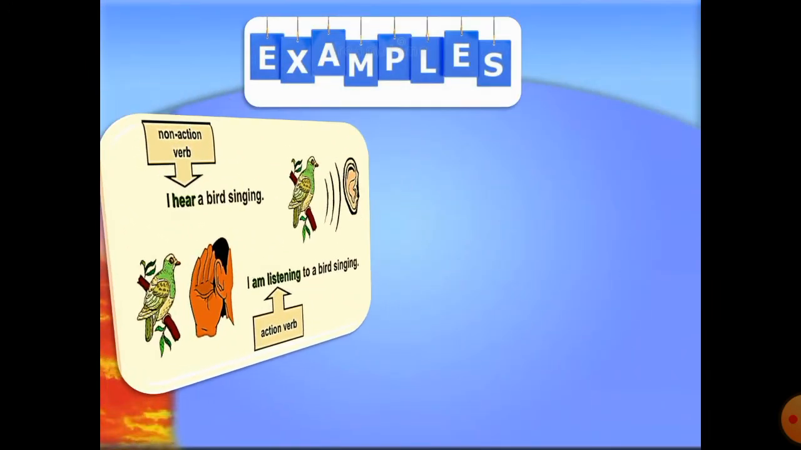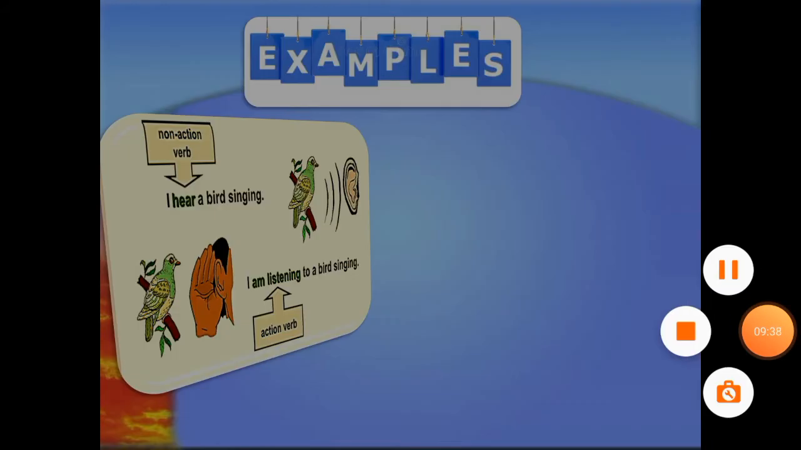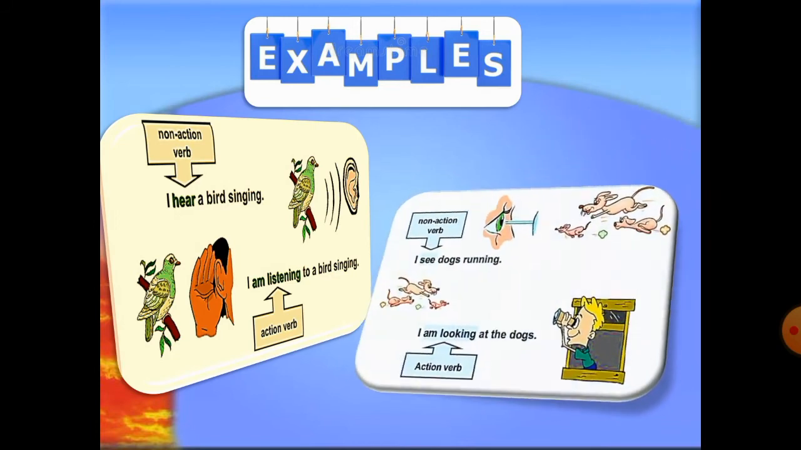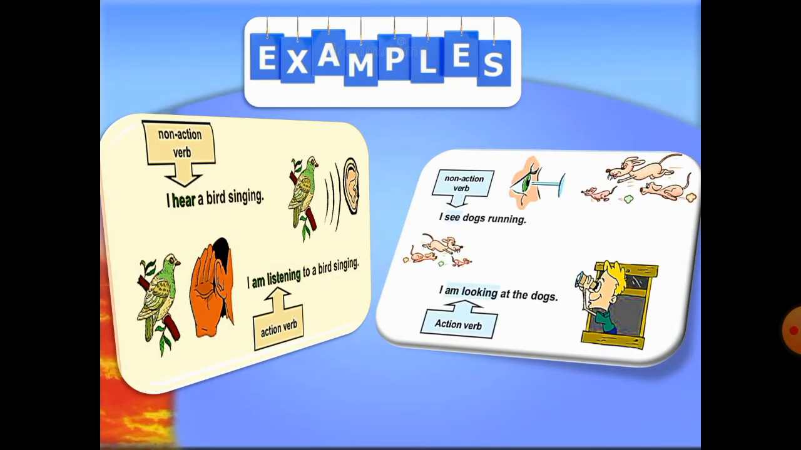And also, we cannot say knowing. Some examples, remember that state verbs can also be called non-action verbs. So for example, if you look at this picture, I hear a bird singing, but we say I'm listening to a bird singing. Another example, I see dogs running, but we say I'm looking at the dogs.